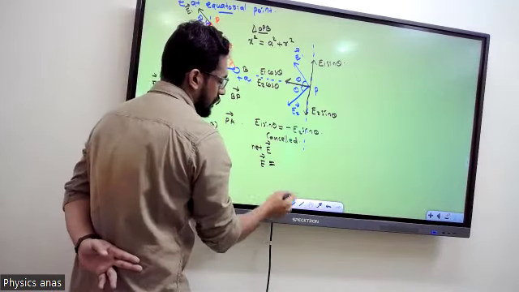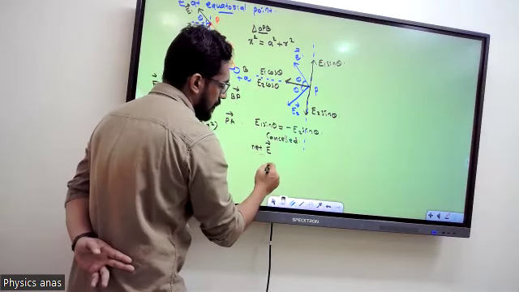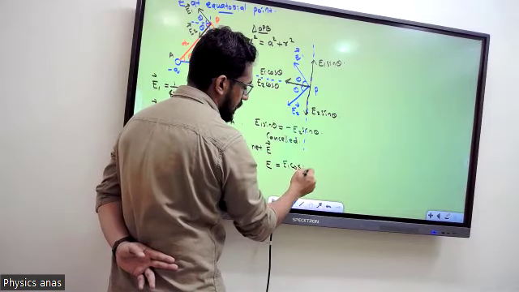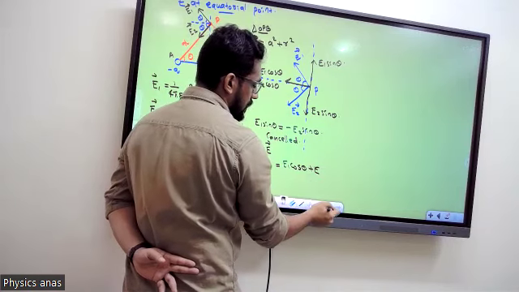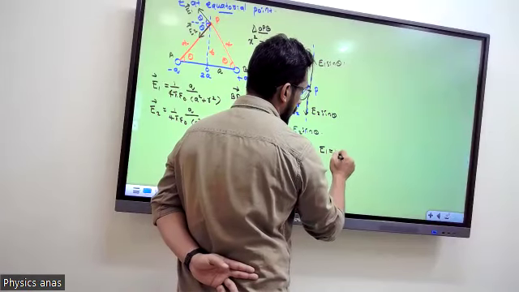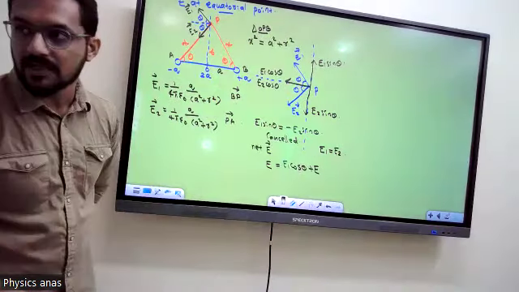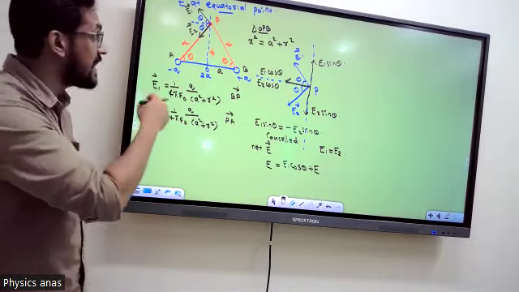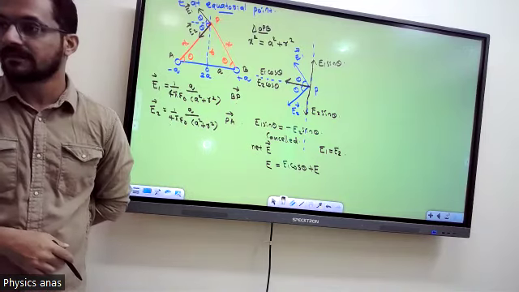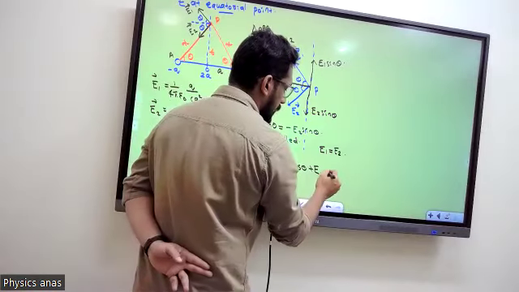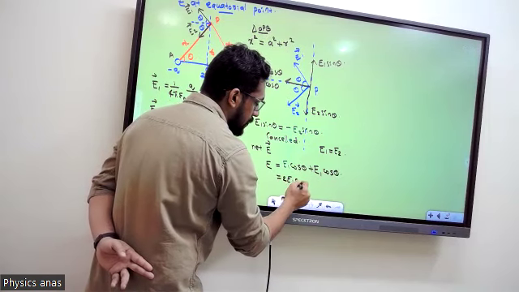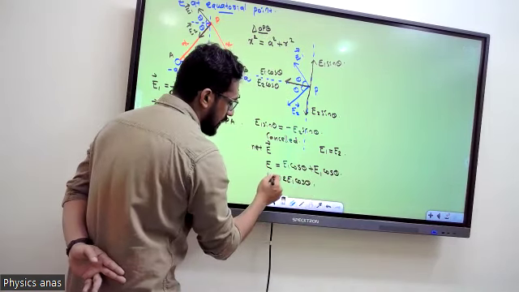I will take the magnitude only. E is equal to E1 cos theta plus E2 cos theta, right? But E1 is equal to E2 in magnitude, not direction. So again E1 cos theta. So this will be 2E1 cos theta. That's our net electric field.